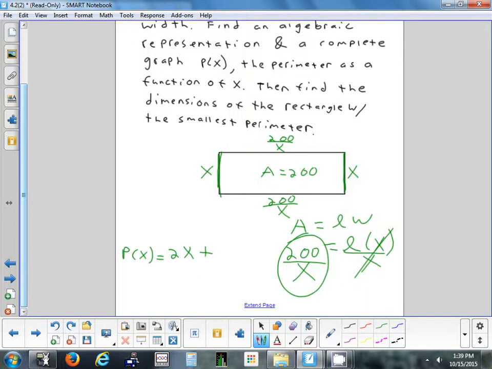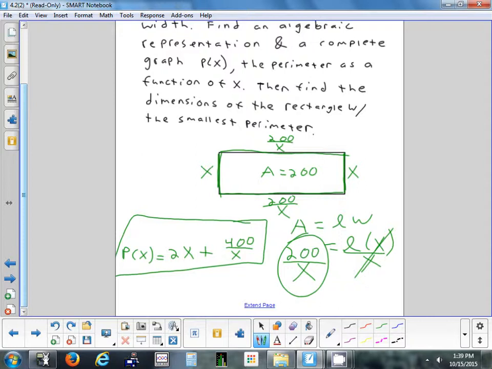So when you add fractions, what do you do with your denominators? When you add fractions, keep your denominator the same and just add the numerators. So you got your quotient and your remainder. Okay, so here's your function for the perimeter as a function of x.